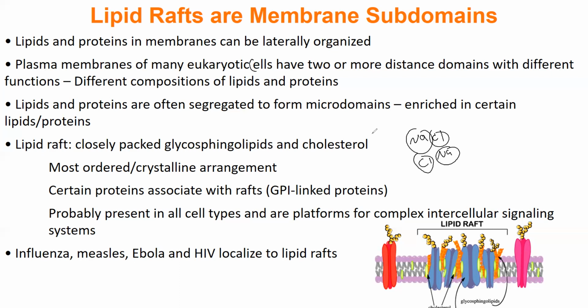But it's also how different viruses, like the flu, measles, Ebola, HIV, get into our cells. They'll attach themselves to this island of stability, this lipid raft, and that's how they'll invade the cell. So lipid rafts are important, but they also leave us vulnerable to attack from viruses.